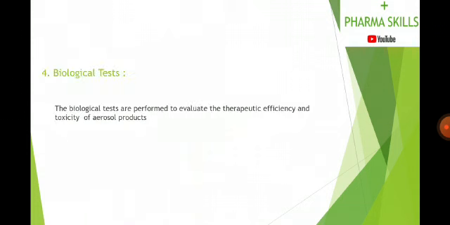Now let's see the biological tests. This includes therapeutic activity and toxicity. Let's see them. Therapeutic activity. The topical aerosols are applied on test areas and absorption of active ingredients is determined. Similarly, the determination of dosage of inhalation aerosol product is done.